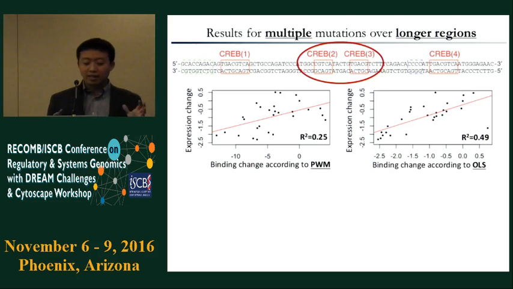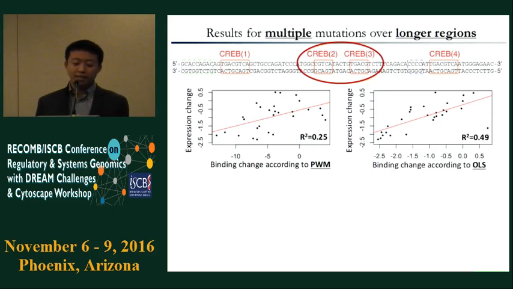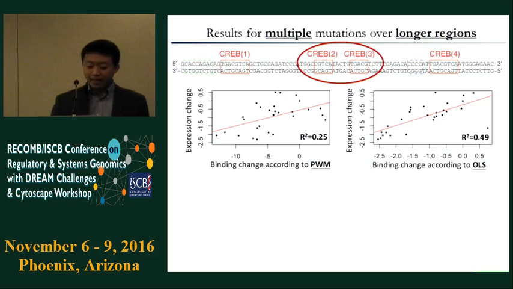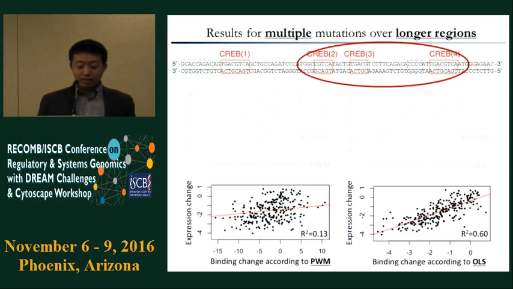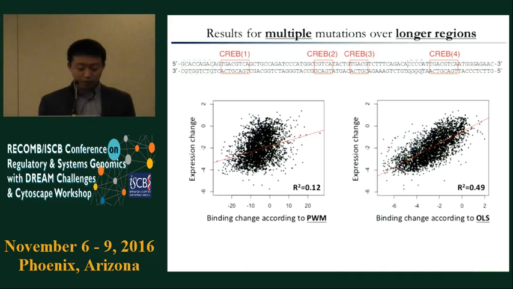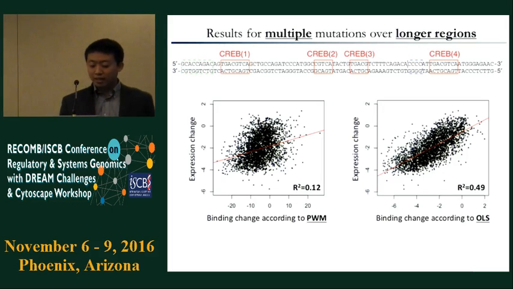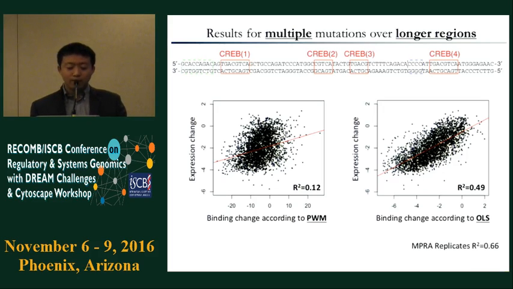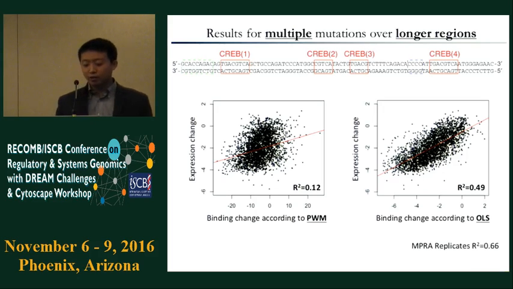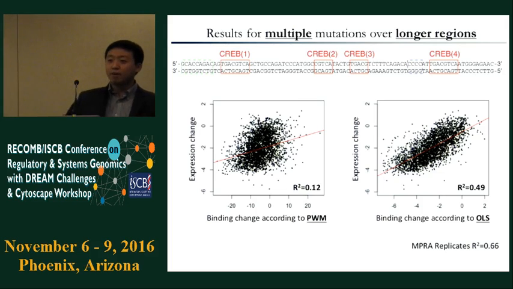So here we look at CREB number 2 and number 3, these 2 binding sites, as well as the parts between them. And we carry out the similar analysis, and we get an R-square of 0.49, while PWM got 0.25. And similarly, looking at longer regions, I'll just be quick. So here, if we look at all the mutations in this sequence, we predict much better than PWM. And we also want to point out that the MPRA replicates give us an R-square of 0.66. That's kind of like an upper limit of R-square we can get.